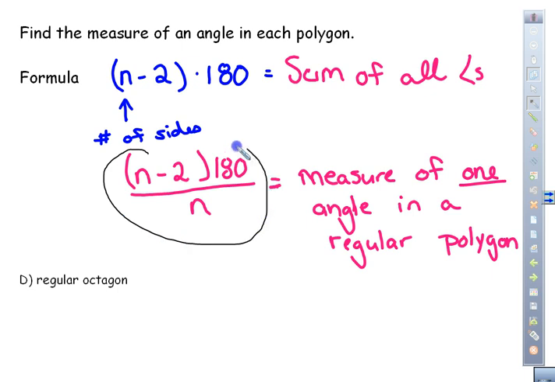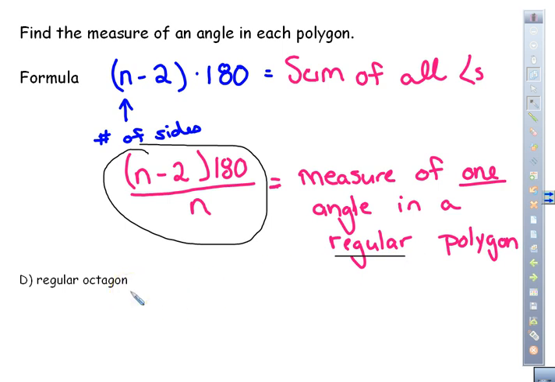This right here is the actual formula. That is taking the number of sides minus 2 times 180 degrees. Then you're going to divide that answer by the number of actual sides itself. Okay, this will give you the measure for one angle in a regular polygon. It has to be regular, okay, meaning all sides and angles are congruent.